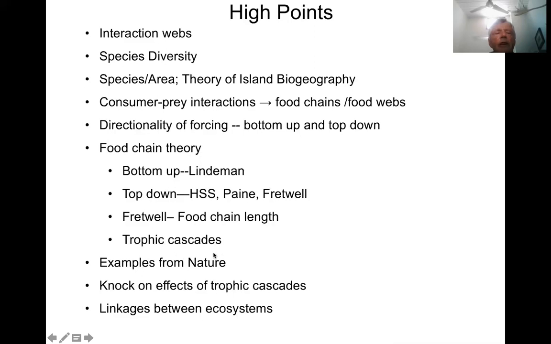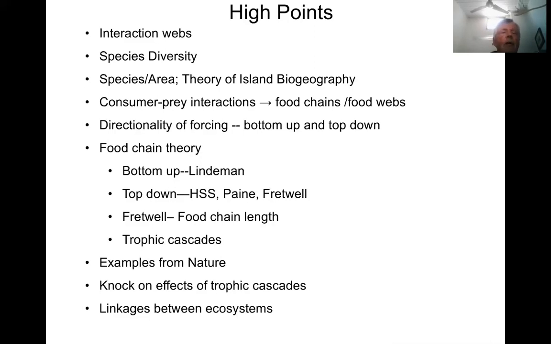We talked about trophic cascades, what they are. We went through some examples from nature of trophic cascades. We talked in a couple of cases, that is the case of the wolf and the case of the sea otter, on some of what we call the knock-on effects of trophic cascades, how the influence of a predator on plants can resonate through the system and influence all kinds of other things.